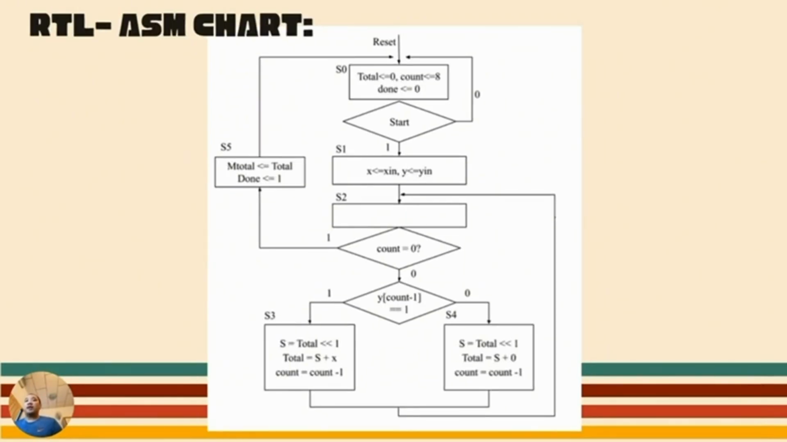Then this is the RTL ASM chart of our system. In this chart we can see how the registers are loaded, and how the decision making is done for each stage, to do the shifting and also the addition.